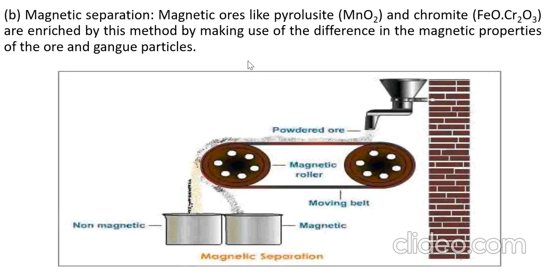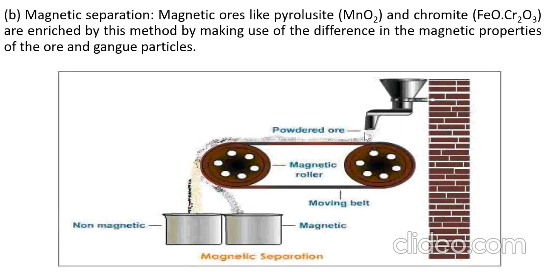The next one is magnetic separation. In this case, we use a kind of magnetic roller. It's suitable for what? Magnetic ores. I think examples of magnetic ores are iron and chromium. Is it chromium or manganese? So these are some examples. It's not suitable for all, because not all metals are magnetic.